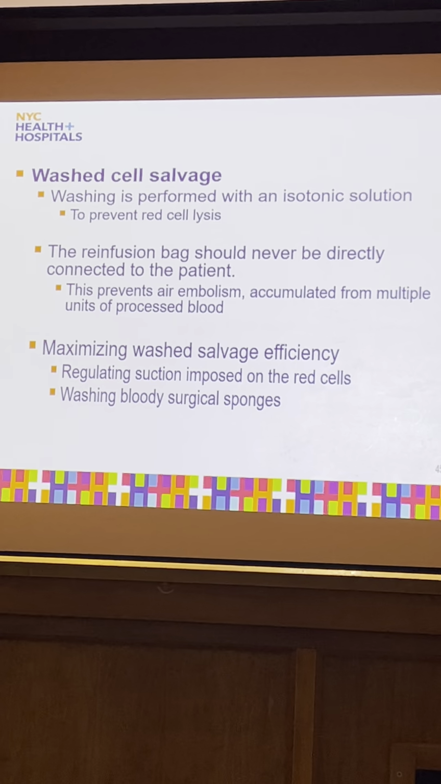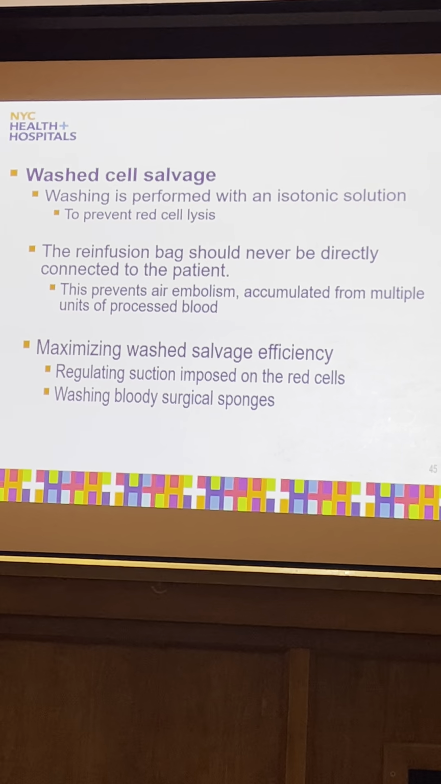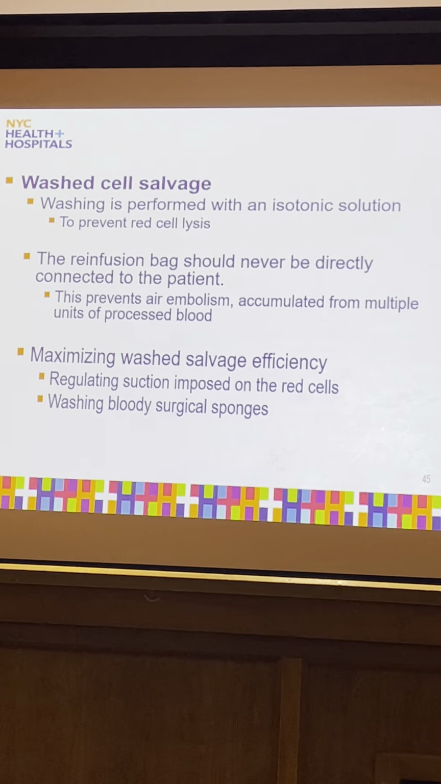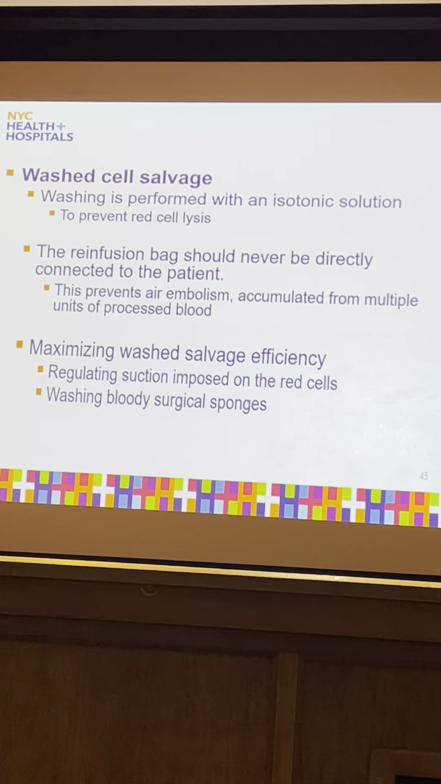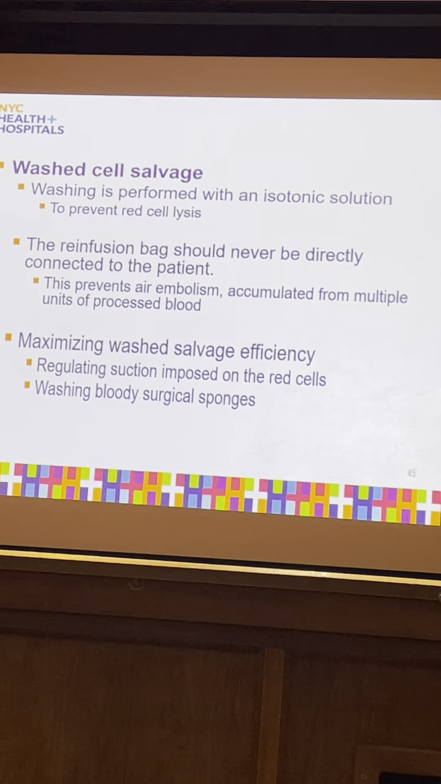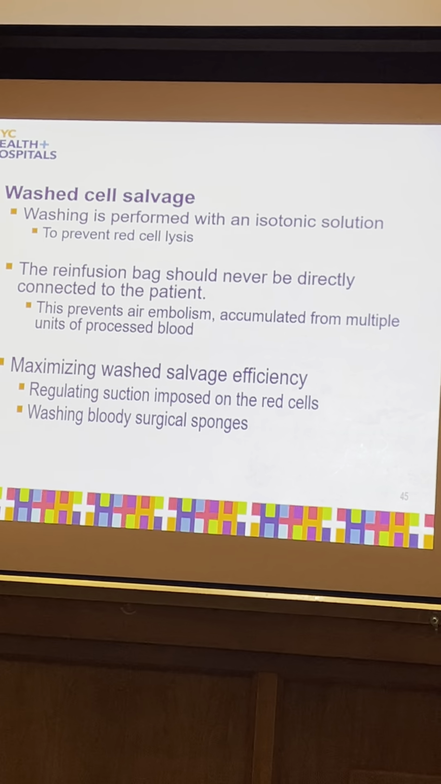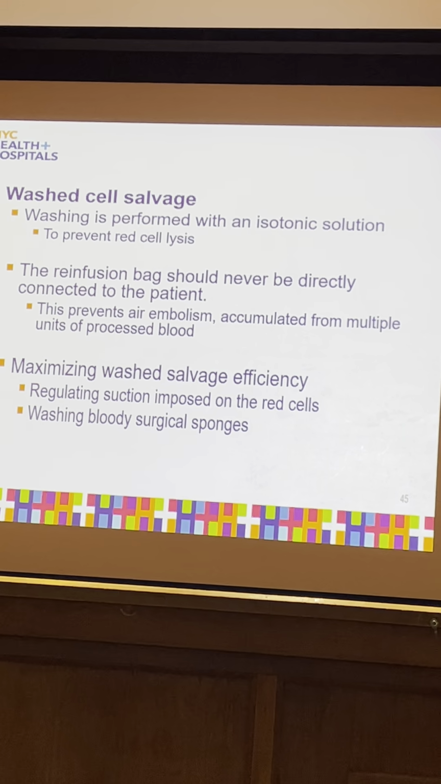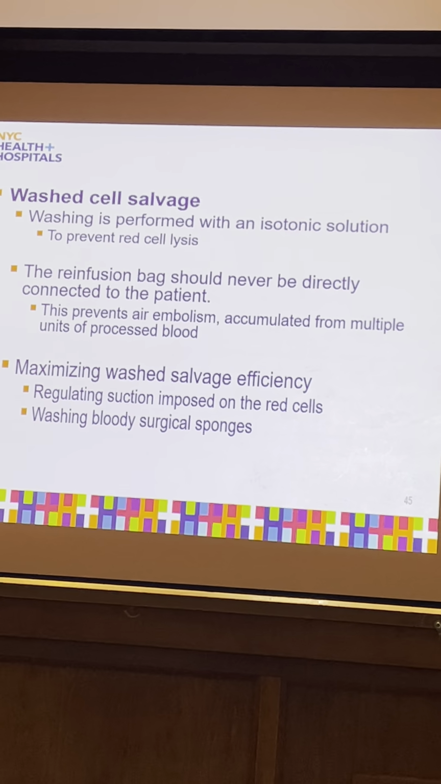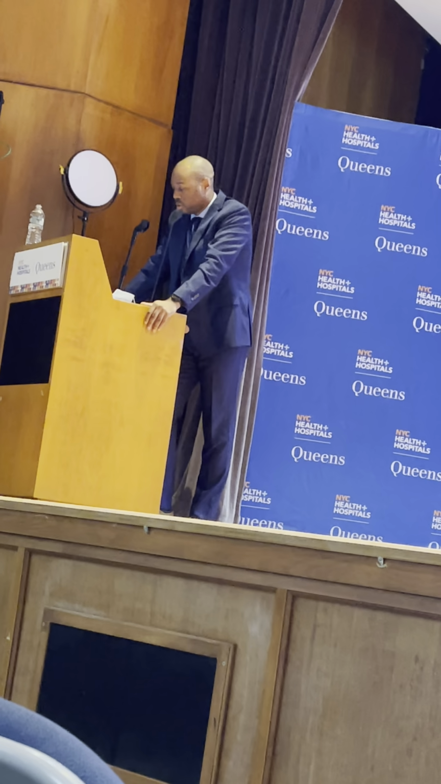Washing is performed with an isotonic solution to prevent red cell lysis. The reinfusion bag should never be directly connected to the patient. I don't know if you've seen blood that's actually procured, but they burp the bag sometimes to prevent potential embolism. And also, I'm speaking to the crowd here, but if we do have in-house perfusionists, I would recommend efficiency as far as regulating the suction, so you won't damage the cells, and washing the bloody surgical sponges to maximize blood recovery.